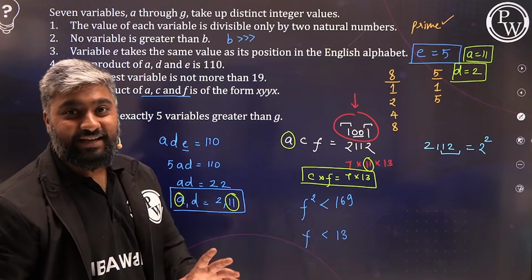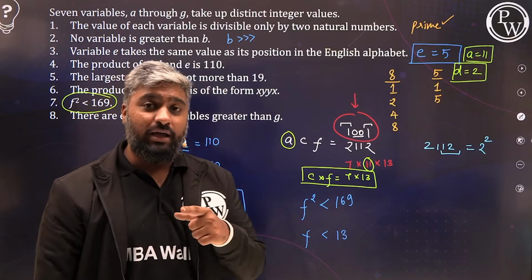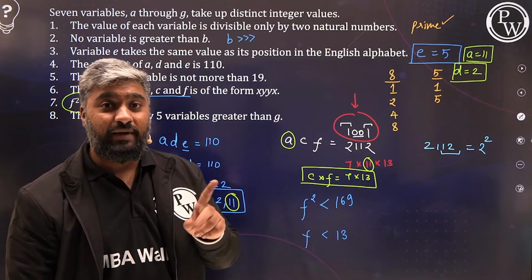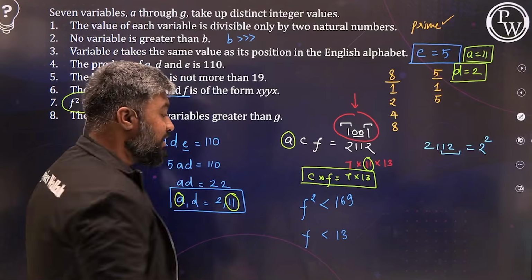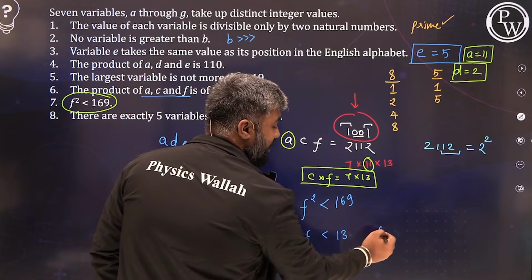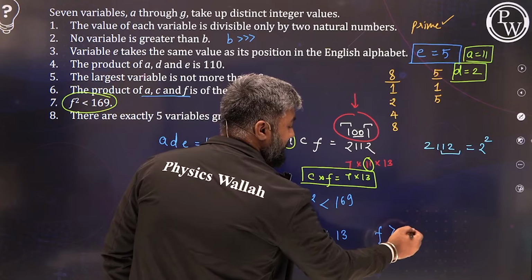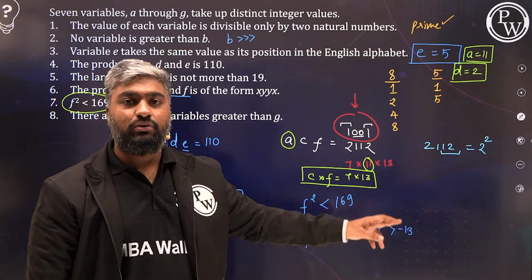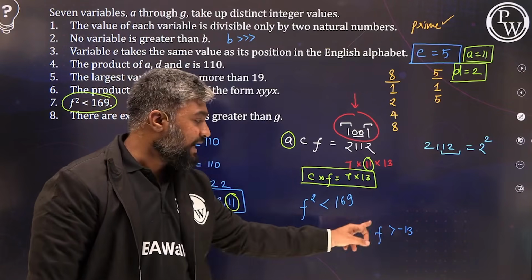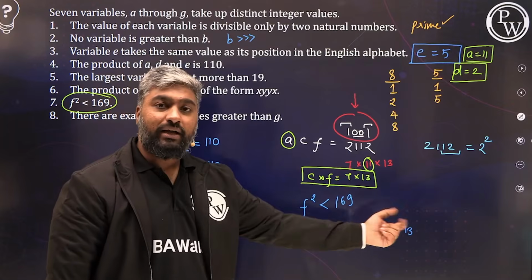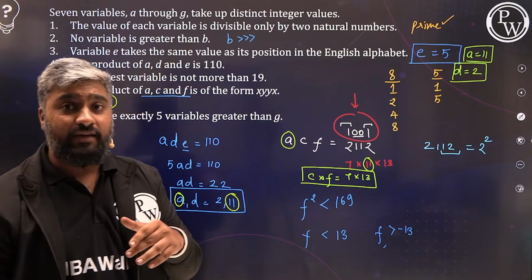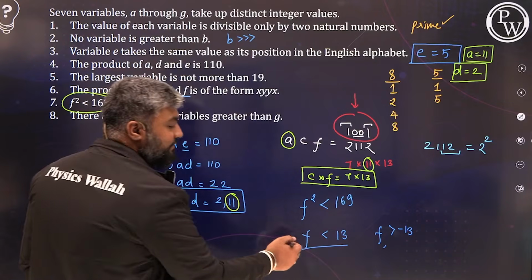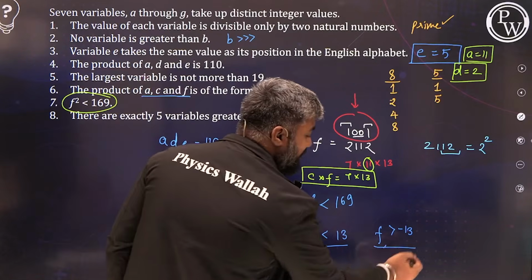But here is one more thing, guys. Always remember, whenever you take the square root of a positive number, there will be two possibilities, positive and negative. So the other alternative would be F greater than -13. You will learn this when you move on to inequalities. The sign flipped because the value is negative: -13 into -13. So what are the two cases? F should be less than 13 or F should be greater than -13.